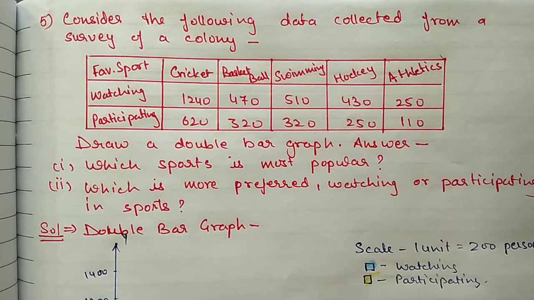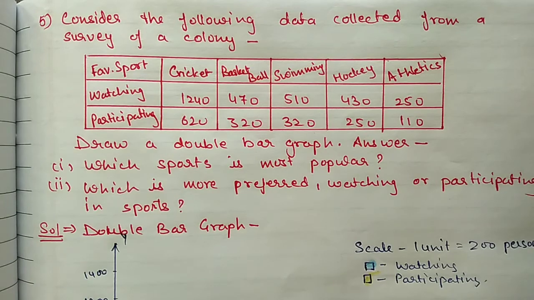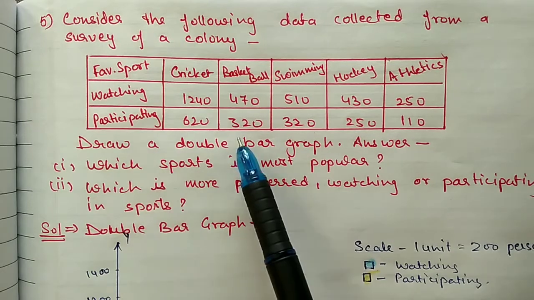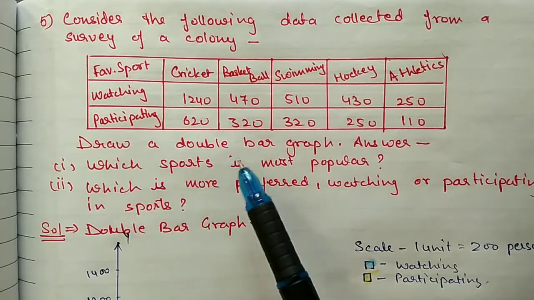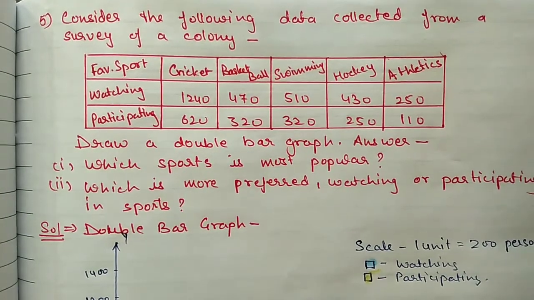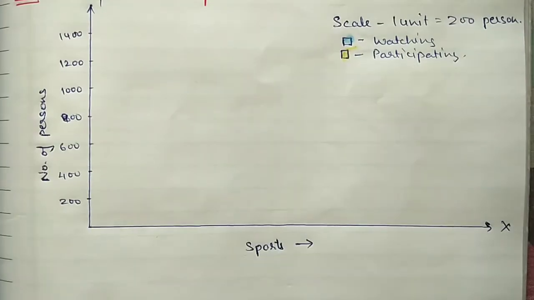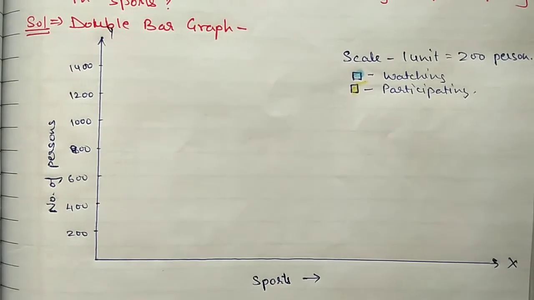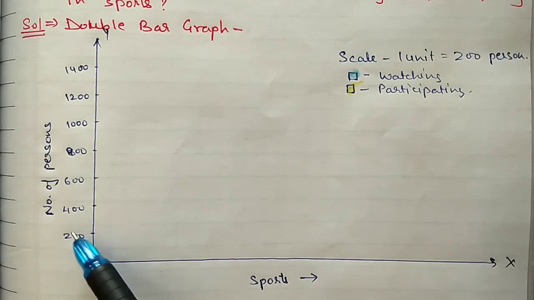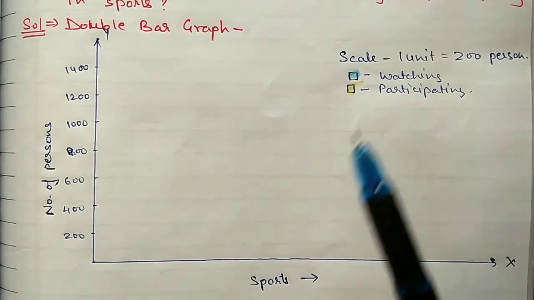Next question number 5. Consider the following data collected from a survey of a colony. Here they have given favorite sports, cricket, basketball, swimming, hockey and athletics, and the number of persons who like to watch and who like to participate. We have to draw here a double bar graph for this data and then we have to answer these questions. So to draw the bar graph, first we have to draw 2 lines, one vertical and one horizontal. On horizontal line we are representing sports and on vertical line we are representing number of persons. So here I have taken 1 centimeter equal to 200 persons.